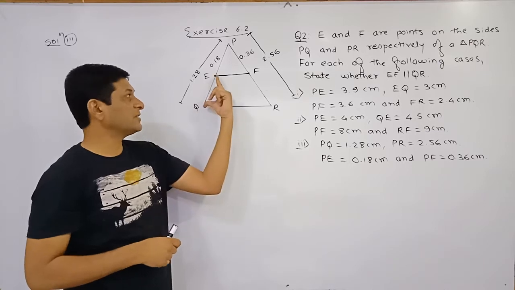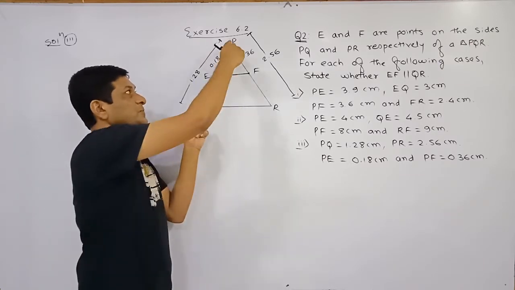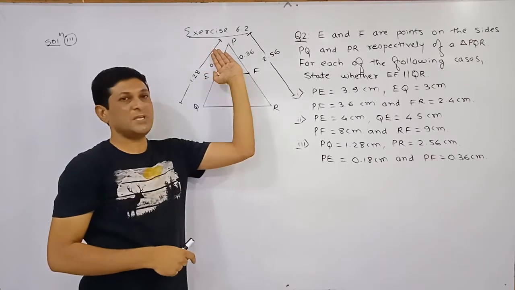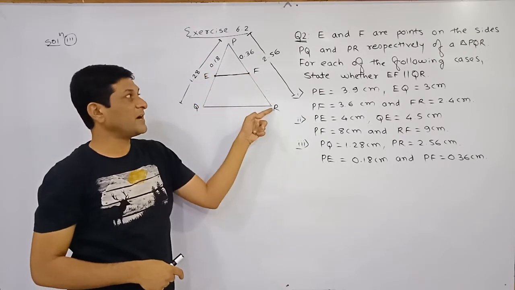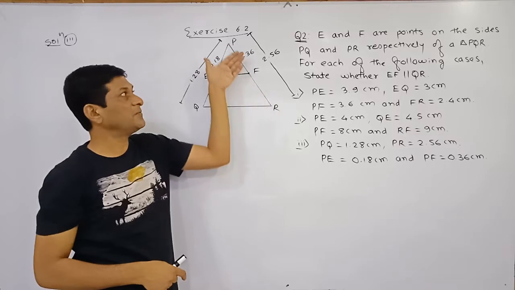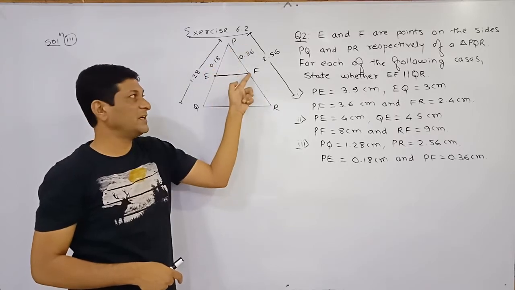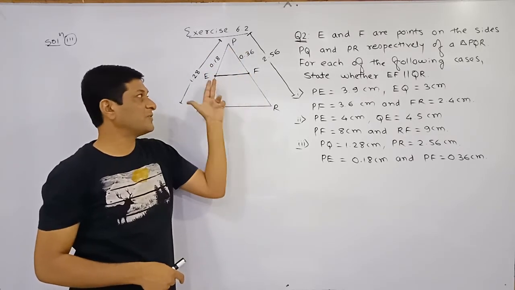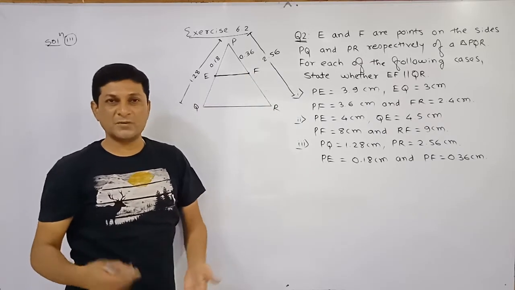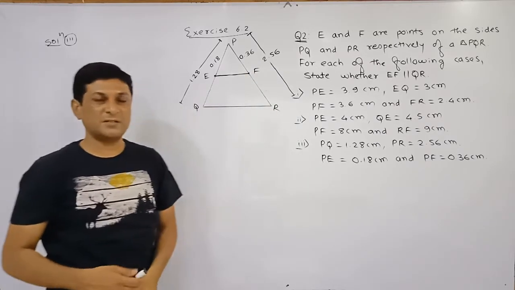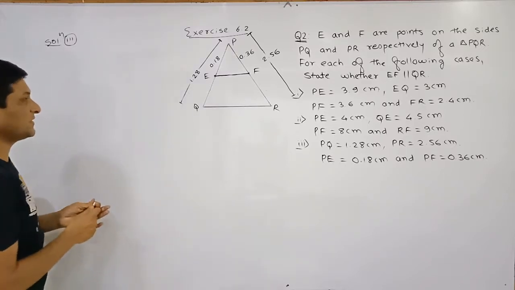So to find the length of EQ, from PQ, if we subtract PE, we will get EQ. In the same way, to find FR, from PR, if we subtract PF, we will get FR. So first let us find EQ and FR, and later on we will check whether the converse of the basic proportionality theorem is satisfied or not satisfied.